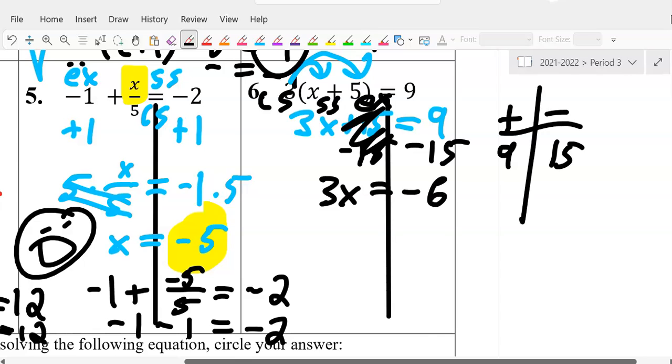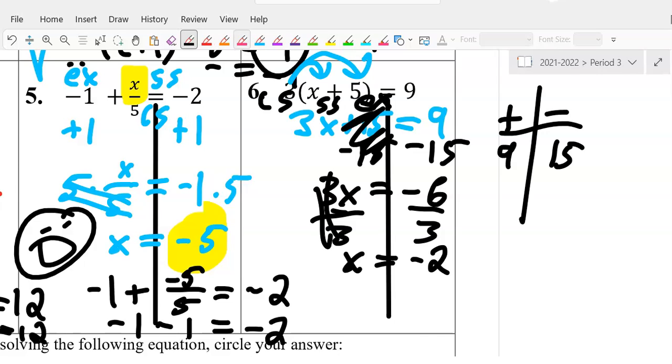Bad guys. Then you divide the -6 by 3 and the 3x by 3. Then you should get x equals -2. Very good. Okay, should we test it? Let's test it.